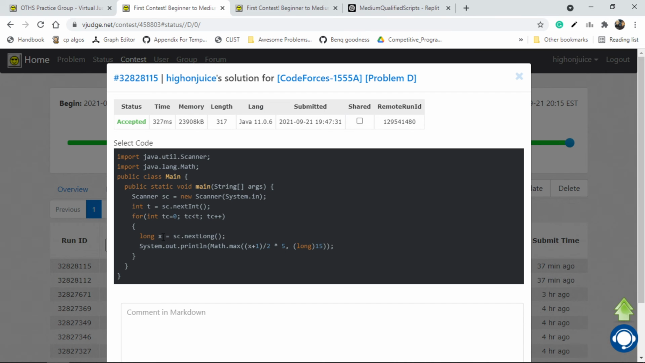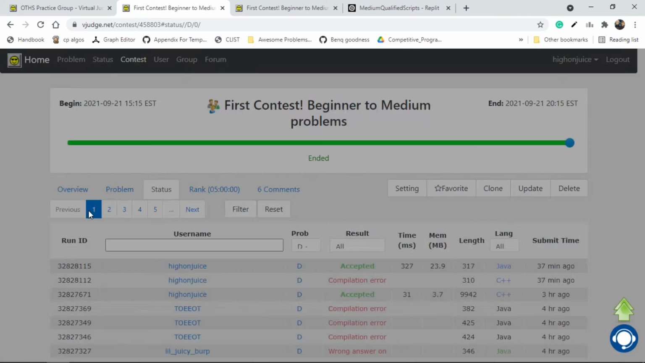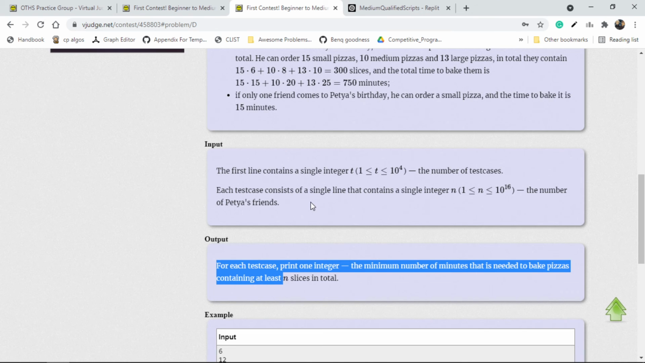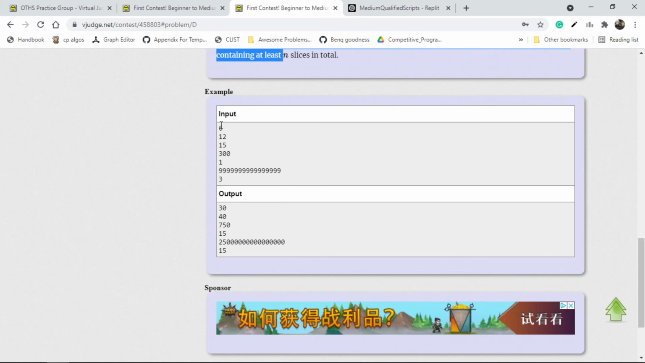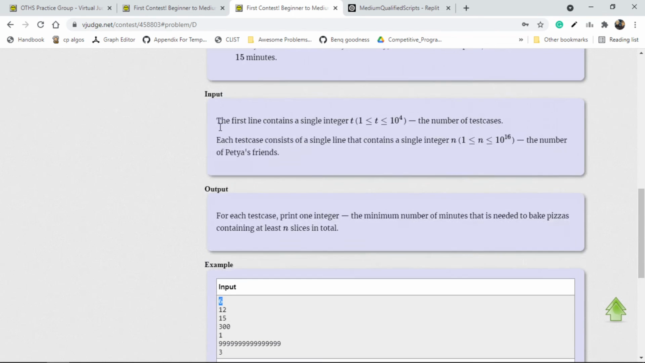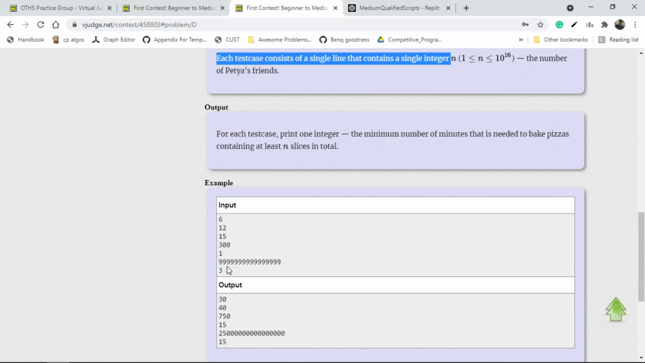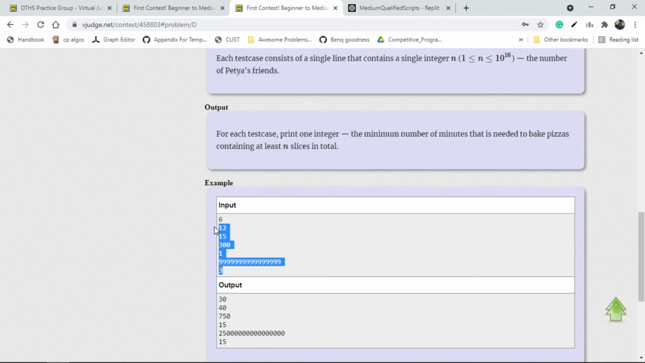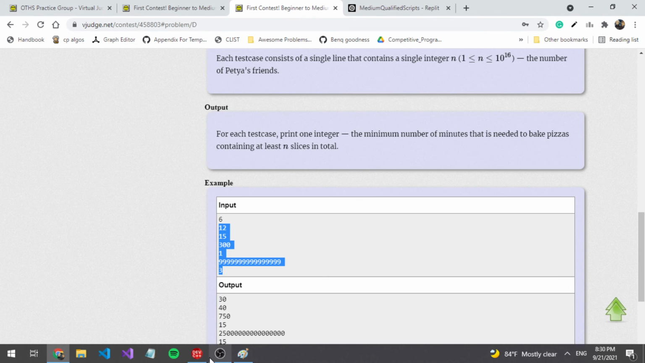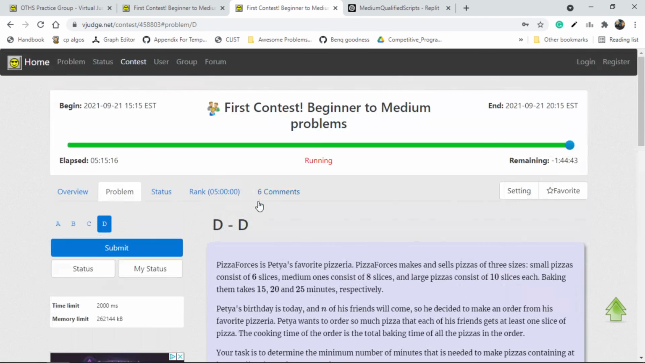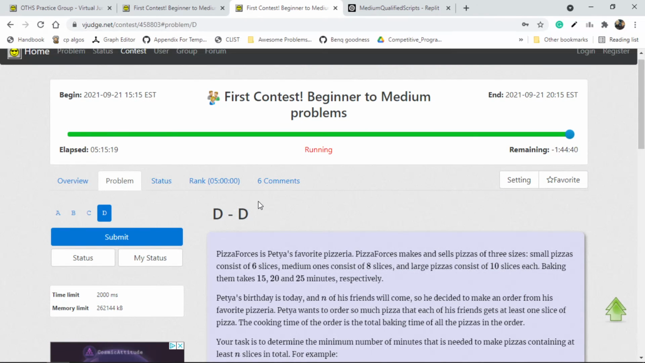Also in this problem, you have to use test cases, and test cases just give you the number of numbers that follow. So 6 would be t right here. You can see the input, a single integer t, the number of test cases, and after that it follows 6 different numbers, and you have to solve 6 different problems. So yeah, that's A and D, which is nothing much.